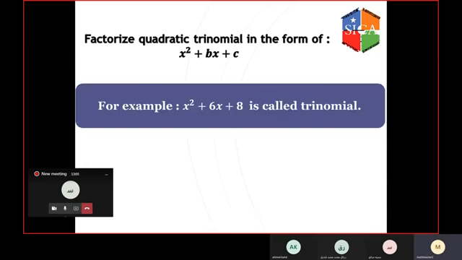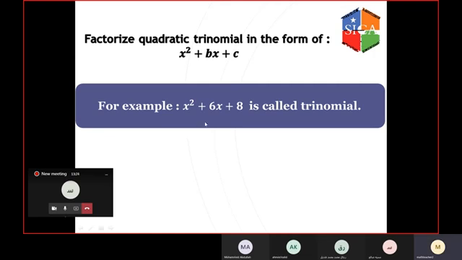For example, x squared plus 6x plus 8 is called a trinomial. Because of the x squared, it means that's a trinomial of the second degree. Second degree means quadratic. We say quadratic trinomial.